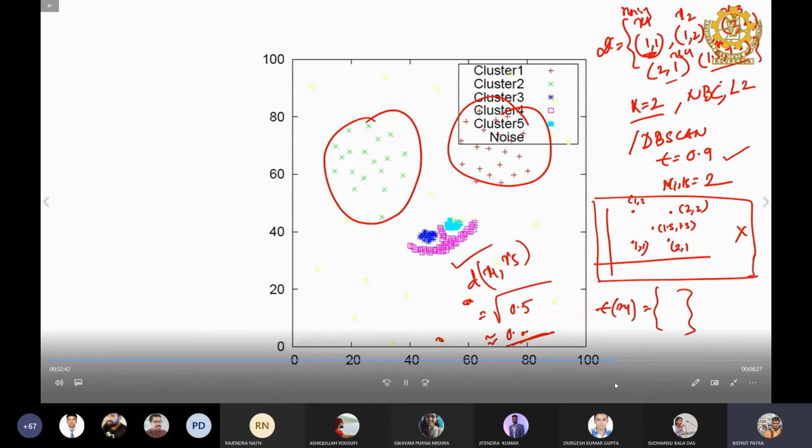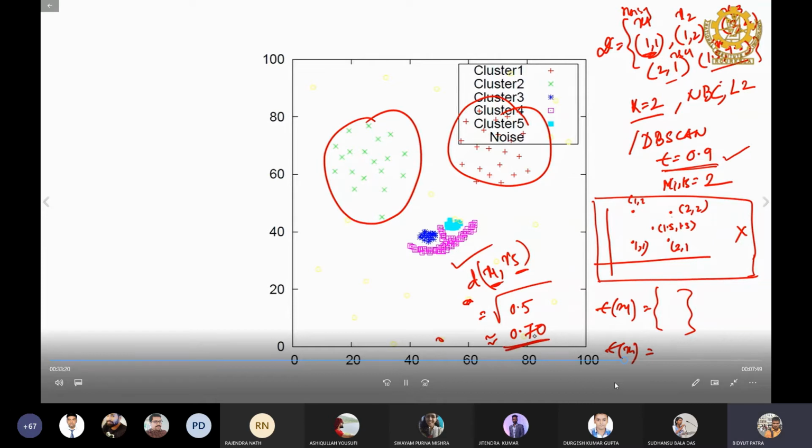Then you go to x2. What will be the epsilon of x2? Again, you have to compute the distance. What will be the distance from x2 to all the other points? x2 is where? 1, 2. So from here to all the other points. No point has a distance within 0.9. That is one mistake I did here, right? You are also listening. What is the distance from x1 to x5? 0.5, so this will be 0.70.